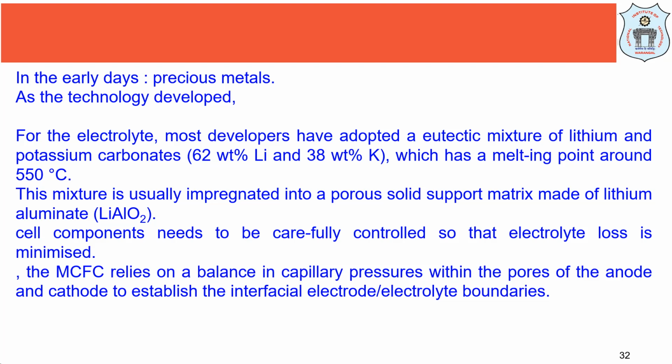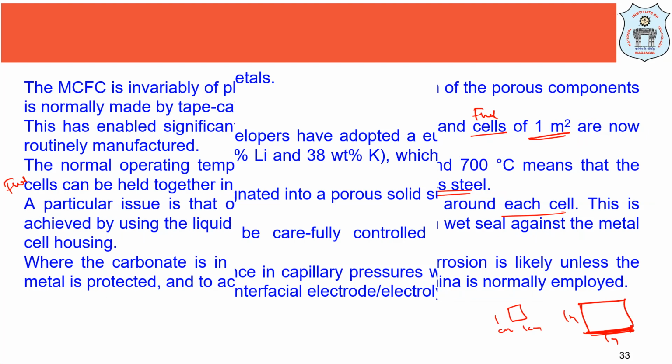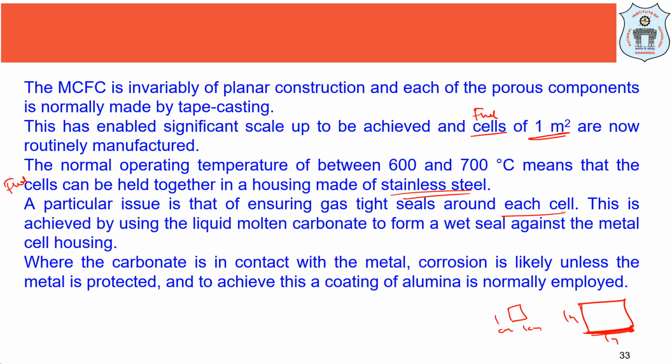This eutectic mixture. Okay. So unlike other types of fuel cells, the molten carbonate fuel cell relies on a balance of capillary pressures within the pores of the anode as well as the cathode to establish the required boundaries, that is, the interfacial boundary between the electrode and electrolyte. Okay. And if you look at this construction, it is invariably of planar construction, and each of the porous components is normally made by the tape casting method. This is a technique used for making the porous catalyst.